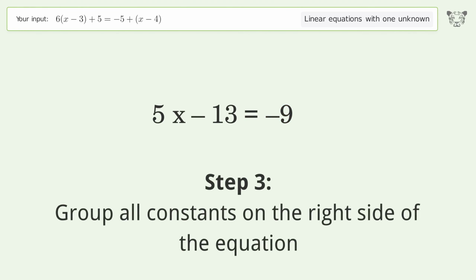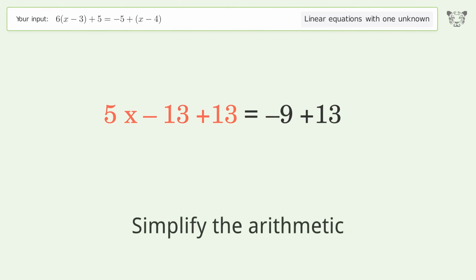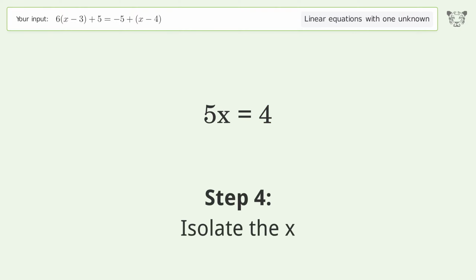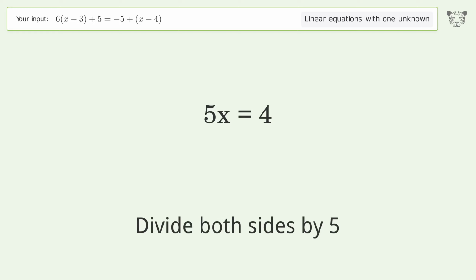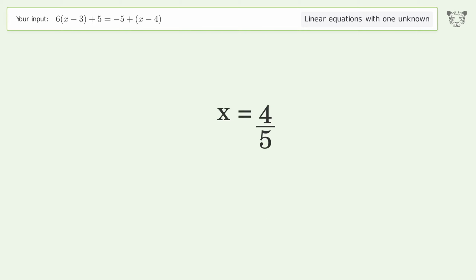Group all constants on the right side of the equation. Add 13 to both sides. Simplify the arithmetic. Isolate the x. Divide both sides by 5. Simplify the fraction. And so the final result is x equals 4 over 5.